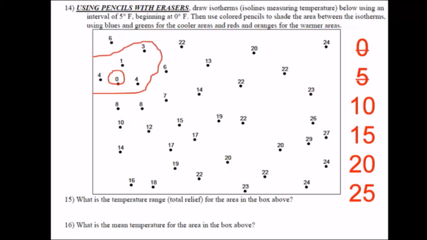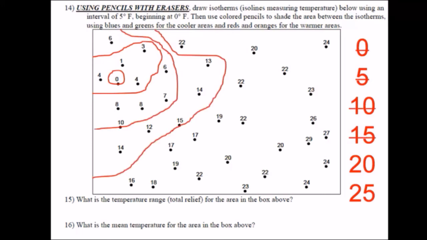For the 5 degree line, we can draw it here, and once again we go to either the edge of the page or we draw a circle. In this case we went to the edge of the page. Notice that all points on one side are below 5: 4, 1, 3, 4, and 0. All points on the other side of the line are above 5: 6, 6, 8, 8, 7, 10, and so on. And so this once again satisfies one of our 4 rules of isotherms.